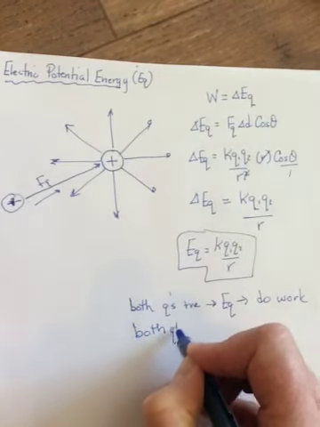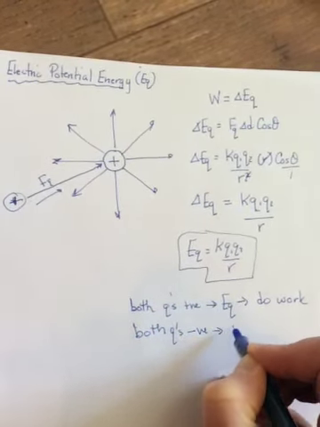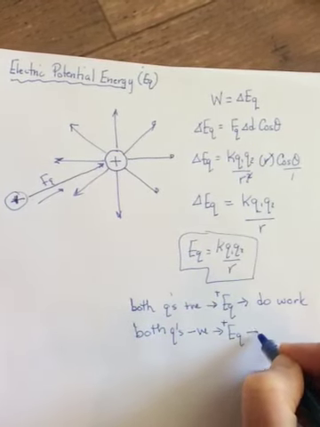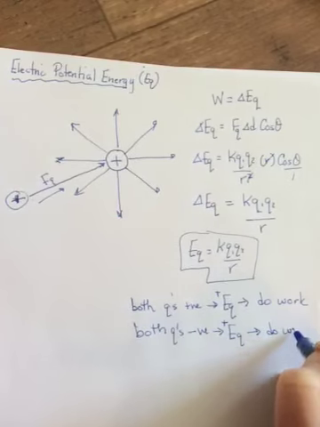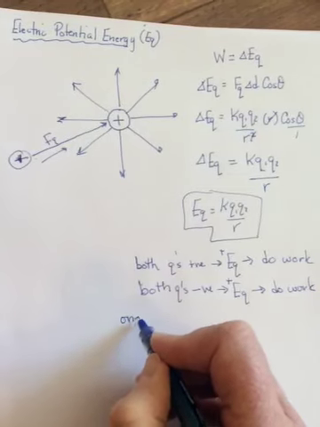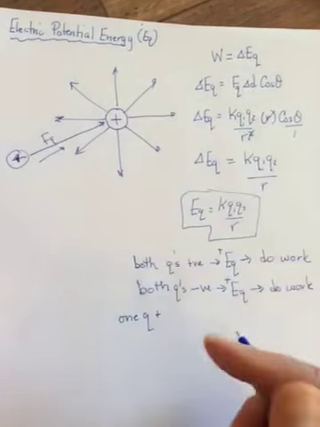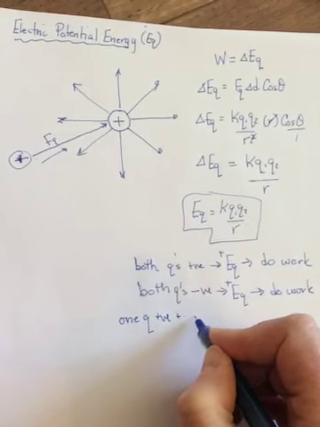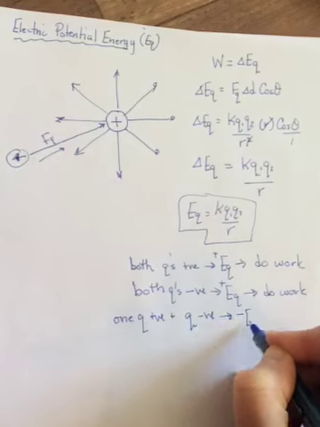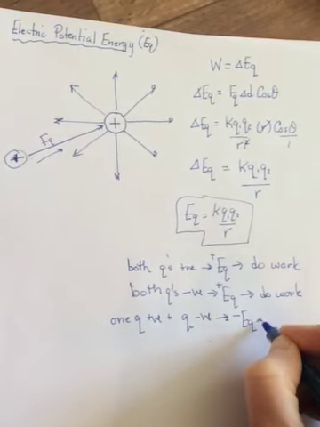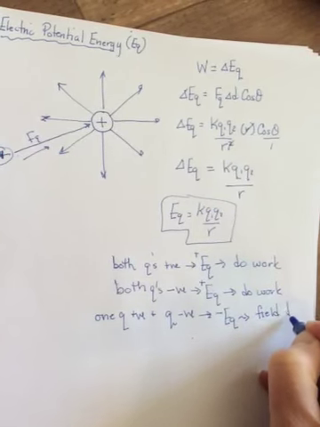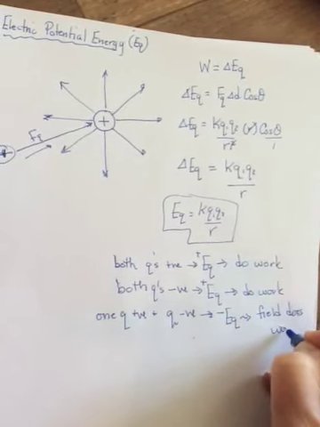If both Q's are negative, the EQ will still be positive. And it still means you have to do work because the two negatives won't want to move closer together. But if one Q is positive and one Q negative, then the EQ is going to be negative. And when you get a negative EQ, it means the field does the work, not you.